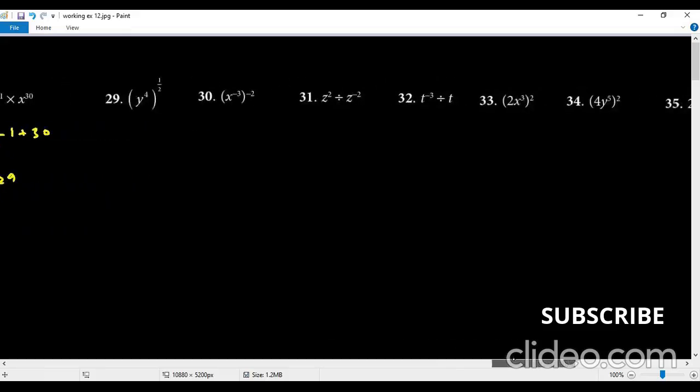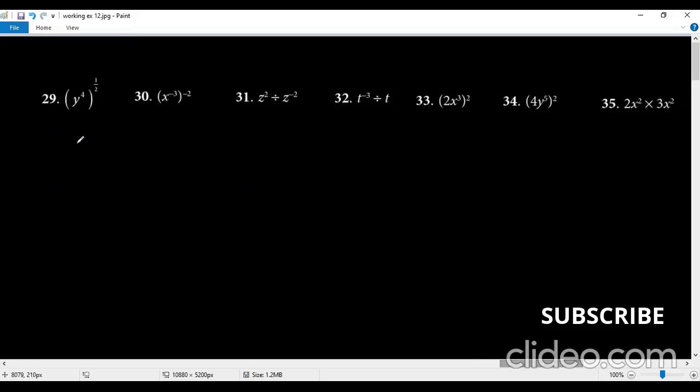Now comes question number 29. Y 4 is multiplying by 1 over 2. That means y square is going to be the answer. Next is minus 3 times minus 2. That means x power 6 is going to be the answer. Numbers are dividing, powers are going to be subtracted. Minus minus 2, that means z equals 0, which is a 1. So the 31 answer is a 1.